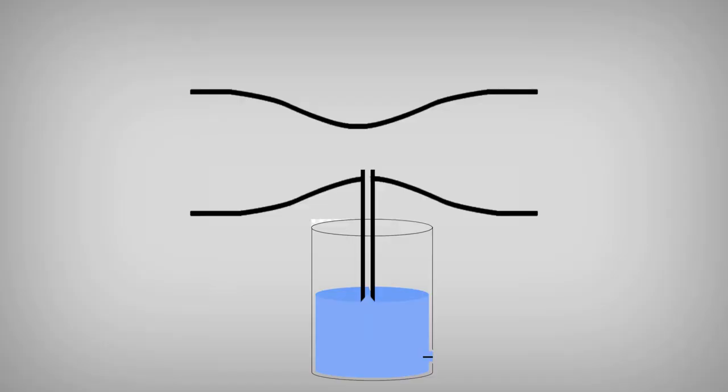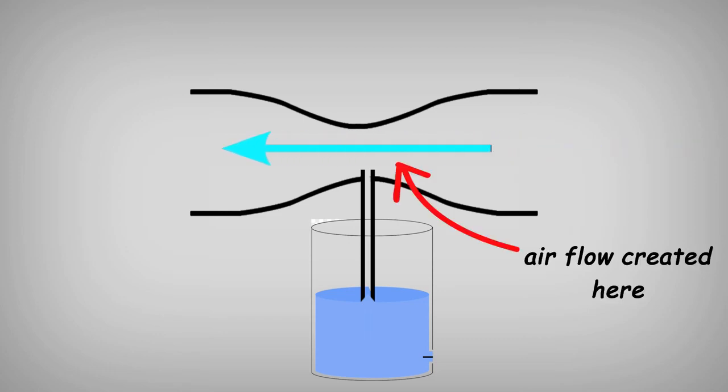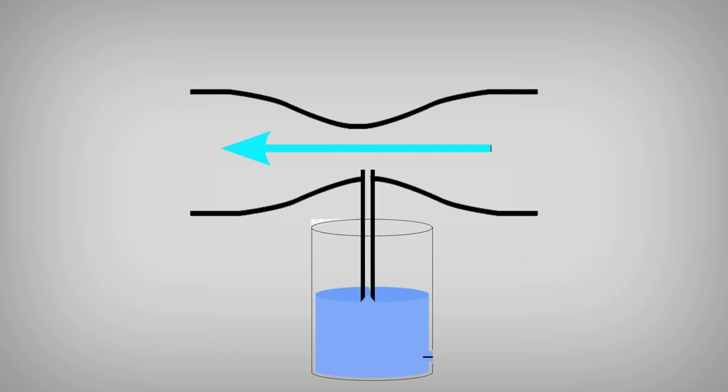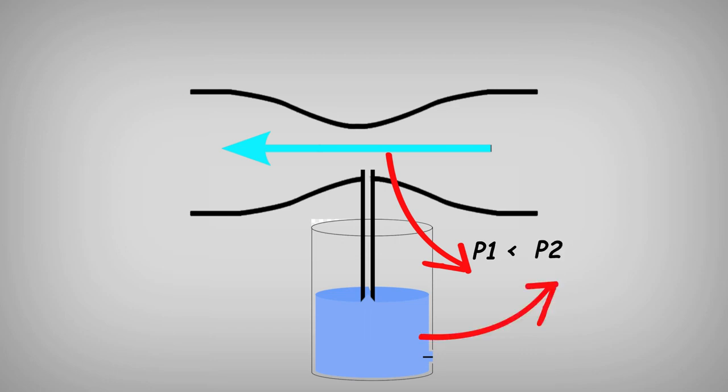The engine inhales air through the intake manifold. This activity creates an airflow inside the intake pipe. According to Bernoulli's law, the pressure inside the intake pipe must be smaller than the outside pressure. This difference is utilized to suck the gasoline into the airflow.